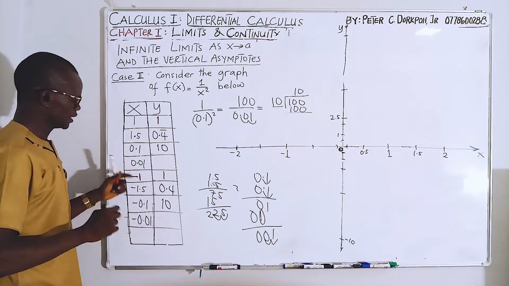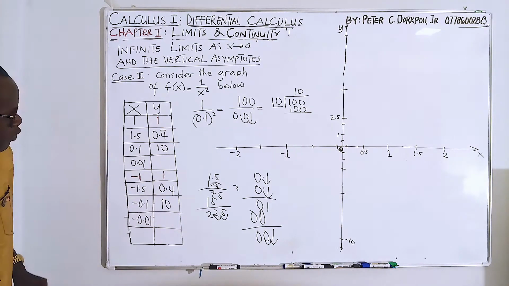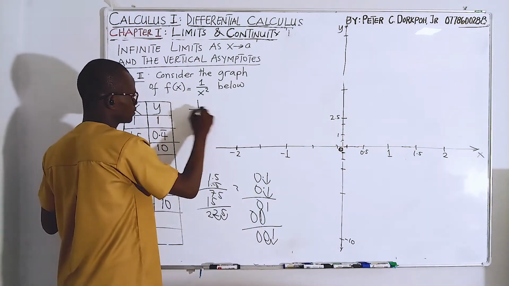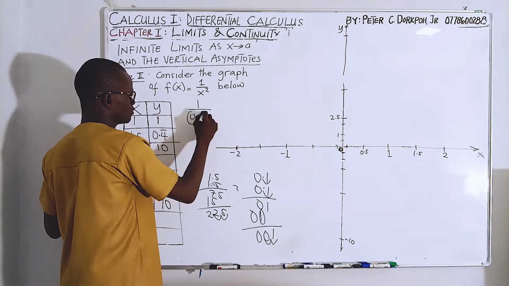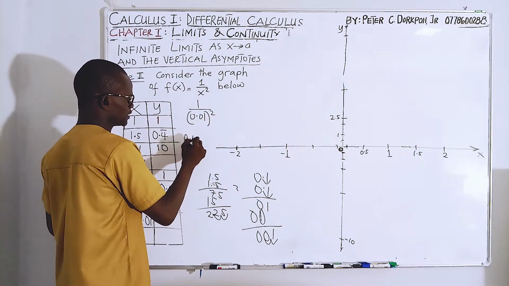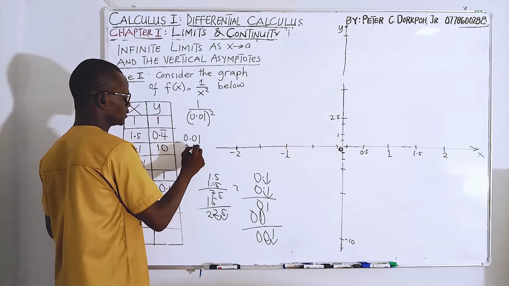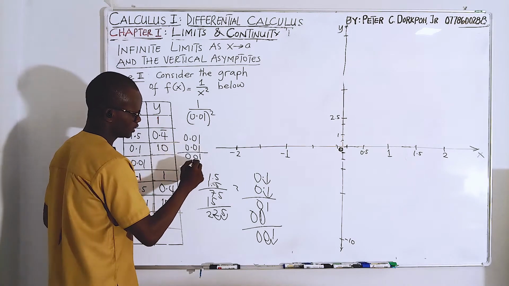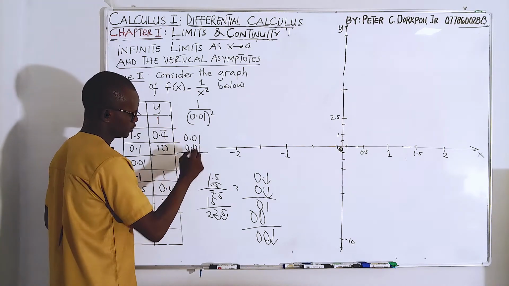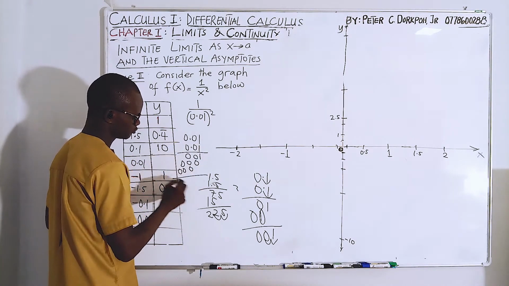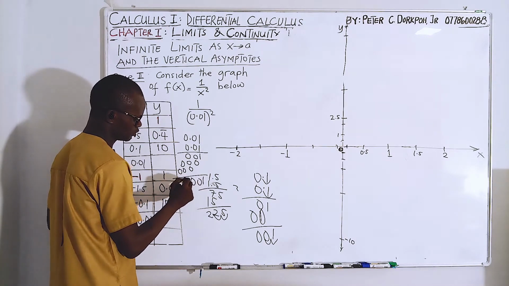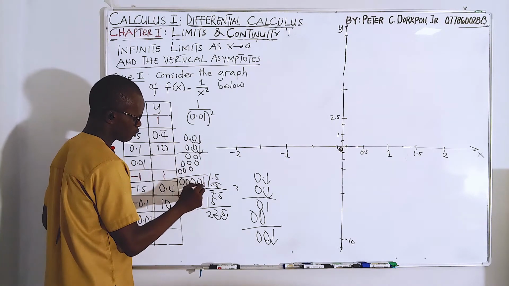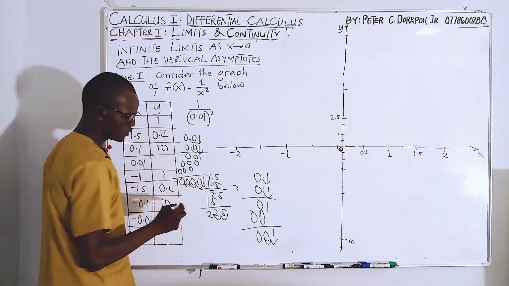What if x is 0.01? What if we replace x with 0.01 and then we square it? So it's 0.01 times 0.01. So it's 1, 0, 0, this is 0, 0, 0, this is also 0, 0, 0. So it's 1, 0, 0, 0, 0. We check the number of places: 1, 2, 3, and 4. 4 places, right?